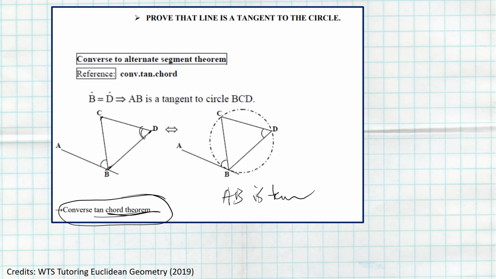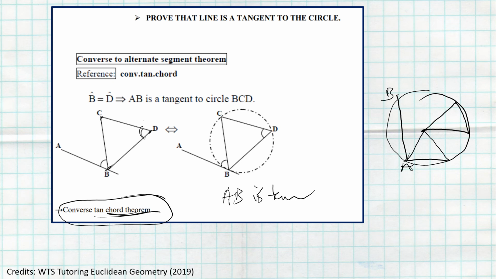So they won't always give you the line outside the triangle. They can give you something inside the triangle, something like this. They can draw something like this, probably, and maybe they want you to prove that AB is a tangent CE to a circle passing through ACE. In other words, what do you have to prove? You want to prove that AB is a tangent.